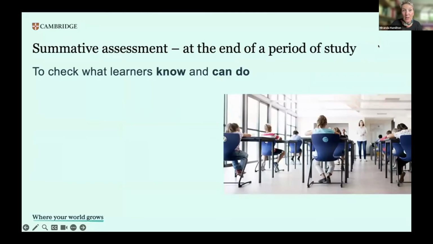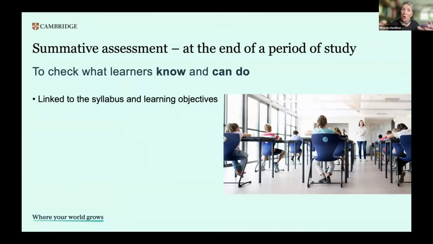So here we go. We now have summative assessment. And as many of you said, this happens at the end of a period of study. And again, this is to check what our learners know and what they can do. Again, it must be linked to the syllabus and the learning objectives. We don't test or examine our learners on anything that we haven't prepared them for or taught them.